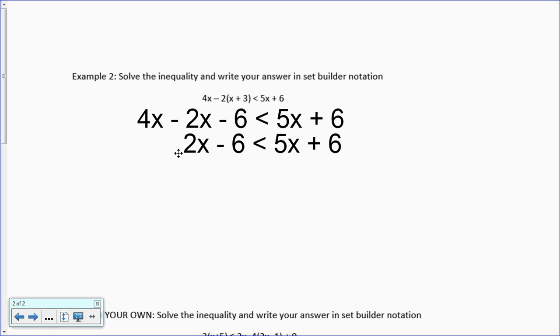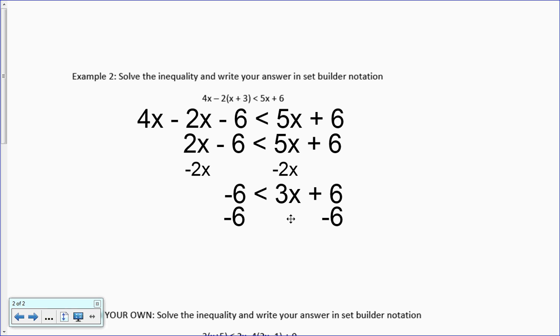Okay, so first I decided to subtract 2x from both sides. Right? That's going to eliminate the x from this side altogether, leaving me with just negative 6. And over here, 5x minus 2x is going to be 3x plus 6. Now I got to get rid of this plus 6 because that's on the variable side.